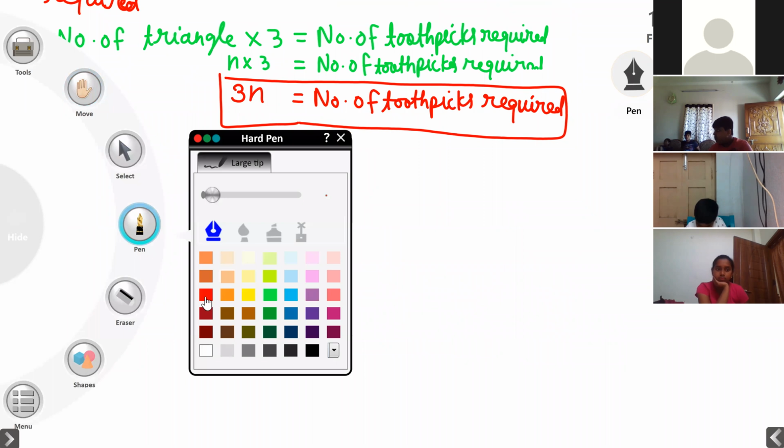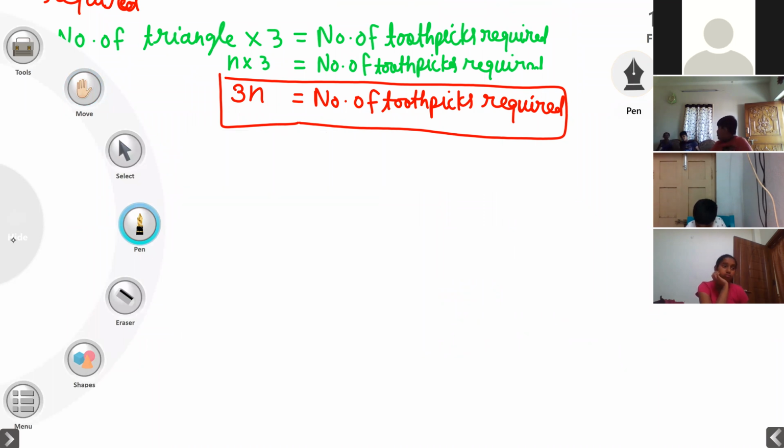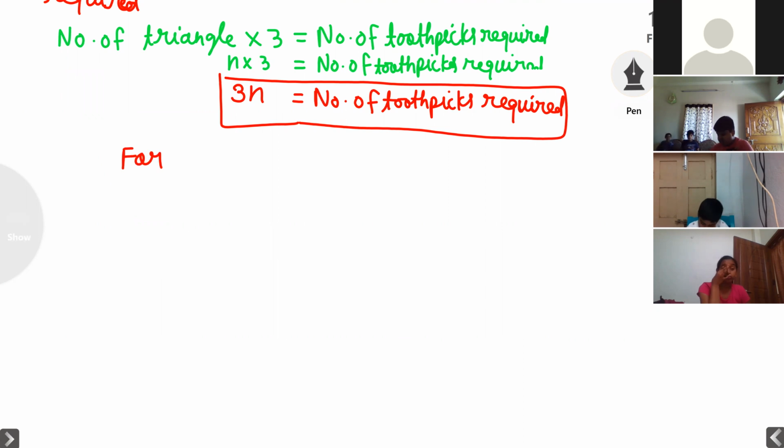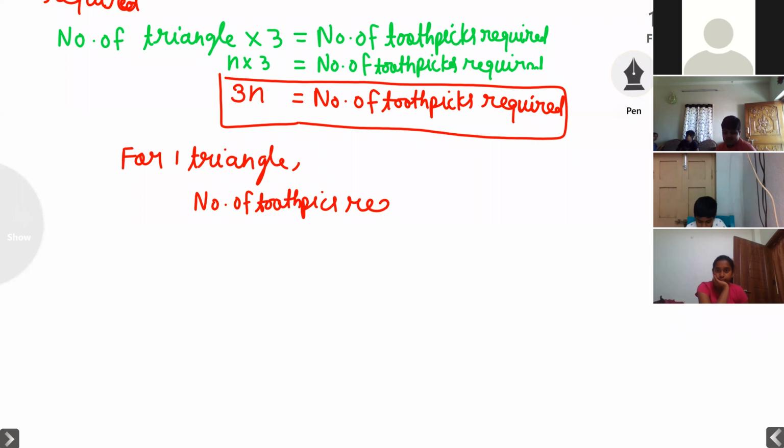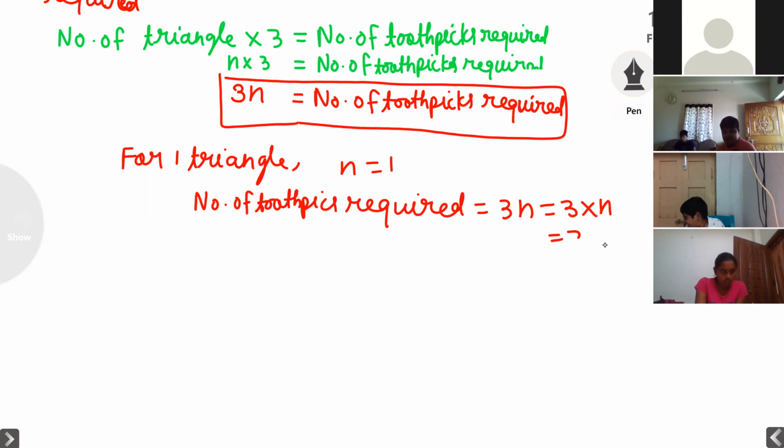Suppose I want to draw one triangle. For one triangle, I want to find out how many toothpicks are required. Number of toothpicks required equals, formula is 3n. For one triangle, the value of n is 1. 3n means 3 into n, 3 into 1 means 3. If I want to draw one triangle, 3 toothpicks are required.